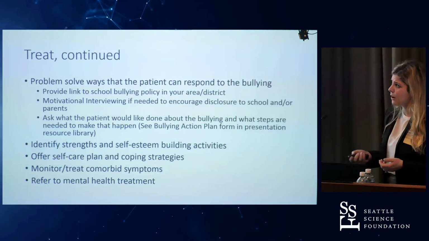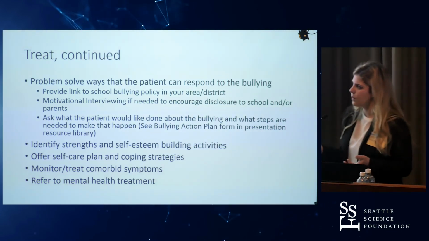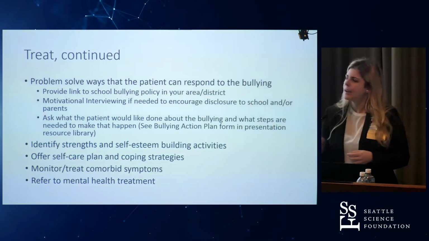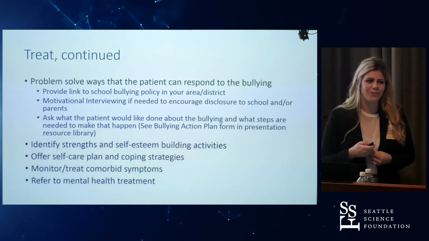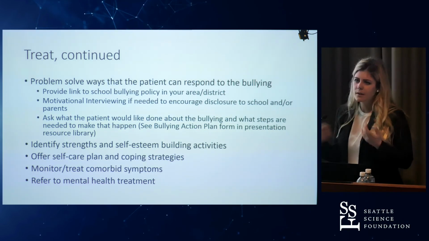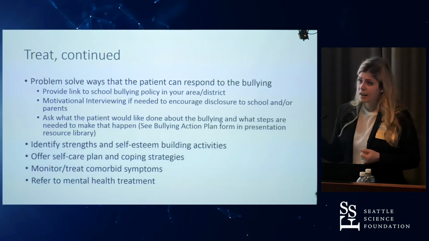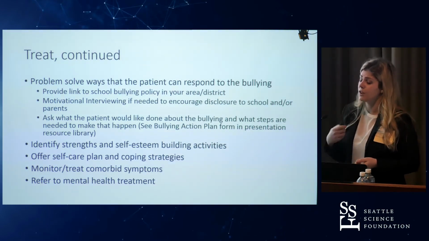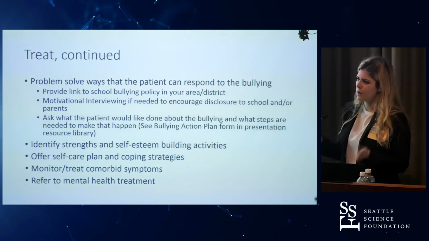Some other things to think about, because we know, as we talked about before, all of the various outcomes that might affect kids. So: identifying strengths and self-esteem building activities. If you already know this child and you know they're on the school basketball team or they're in the robotics club, maybe it's just around reinforcing that: I think it's great that you're engaged with your school, and I think it's important that you continue doing that because it's really good for your mental health and your self-esteem. So it could just be letting them know that you encourage that.